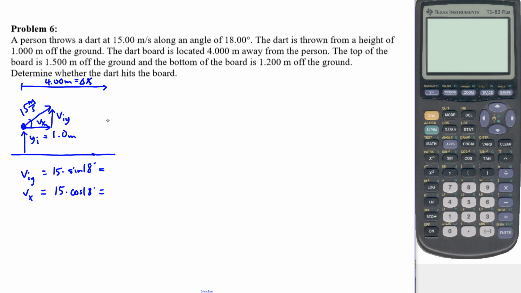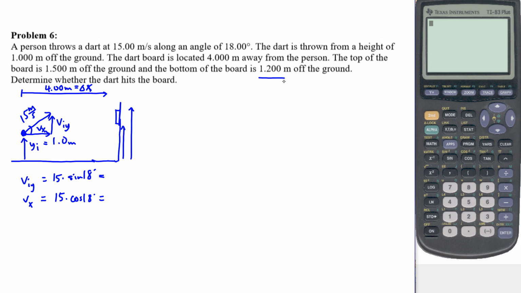And so the question is that there's a board that goes from 1.2 to 1.5. I'm not going to write those into my diagram because they're right there in the text. 1.2 and 1.5, right? But what I want to say is, how am I going to solve this?